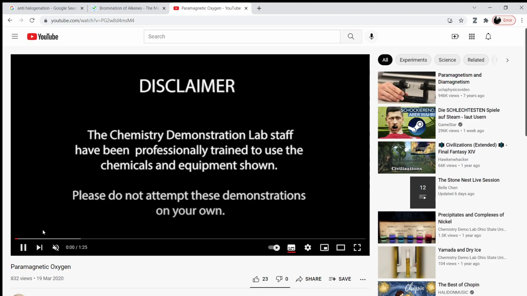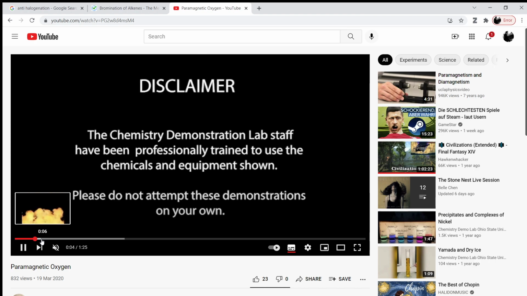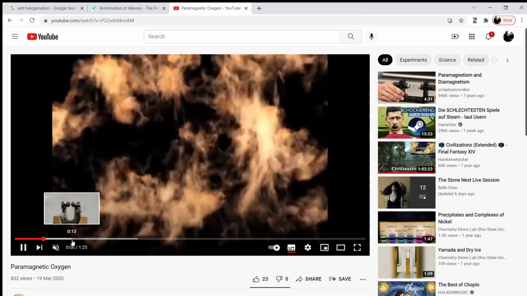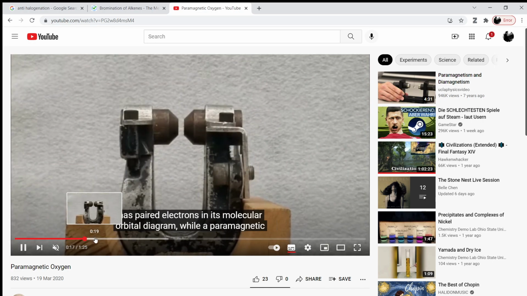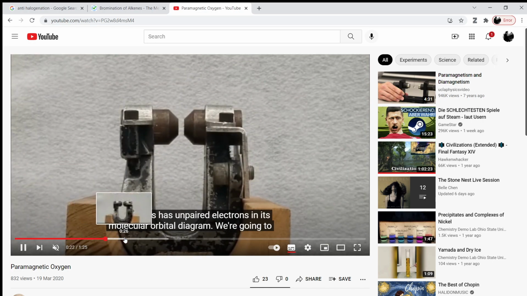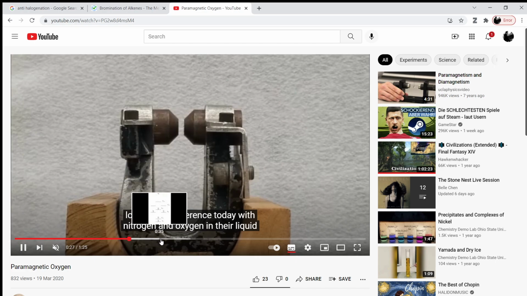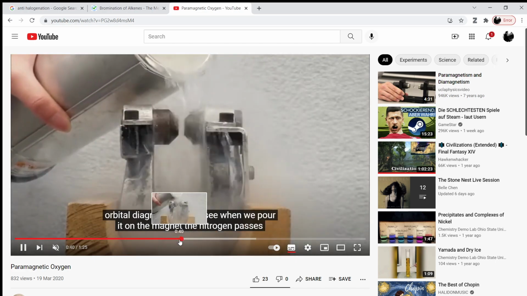Let's see what paramagnetic oxygen is. Yes. You're not going to get liquid oxygen anyway. Somehow, I hope. All right, so we're going to put it in a magnet here. Maybe. Okay.